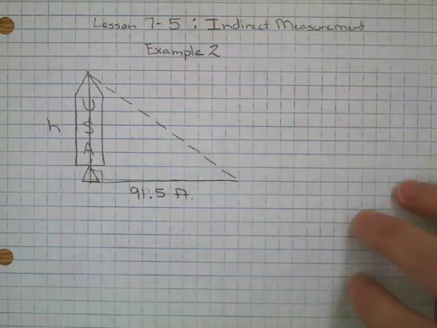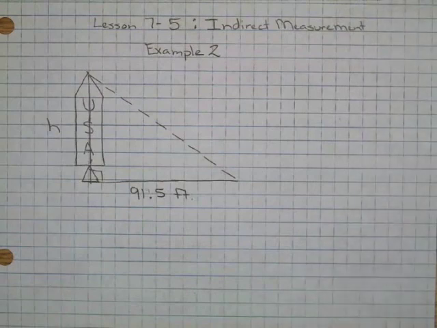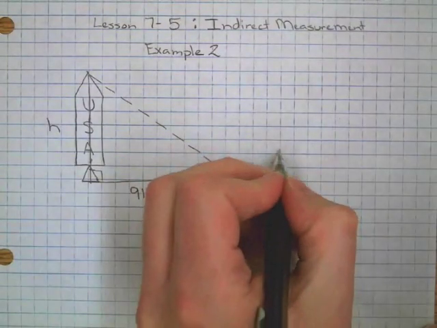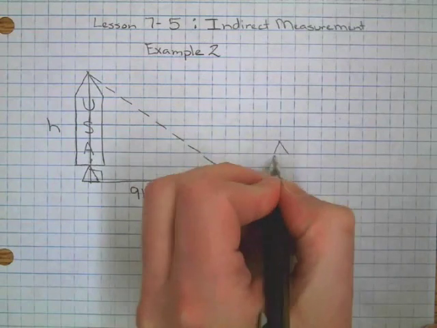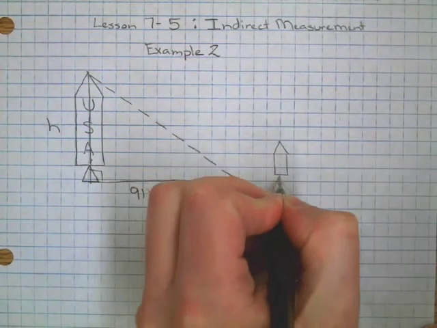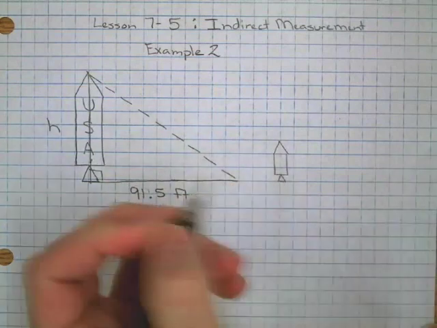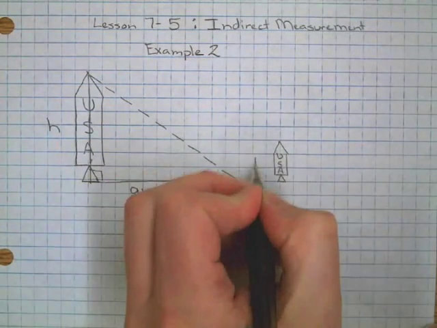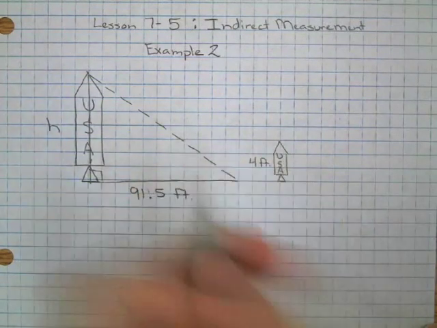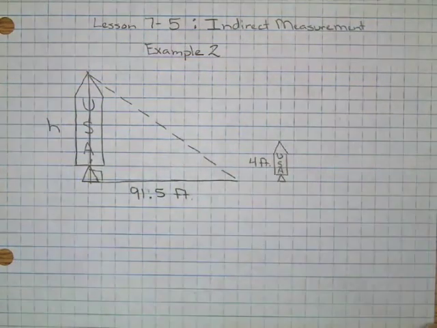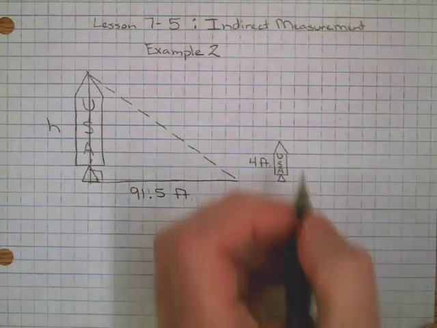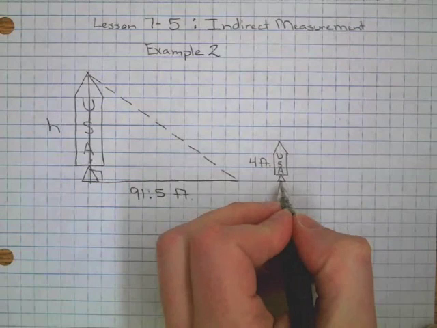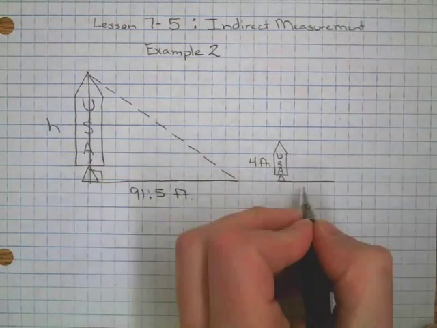Now that in itself is not enough for us to figure out the height of the rocket, but there's a model rocket over to the side. And that model rocket, we do know the height of. And the height of that model rocket is 4 feet because it's small enough for us to actually measure. It's only about as tall, it's a little shorter than we are. And it casts a shadow of 3 feet.